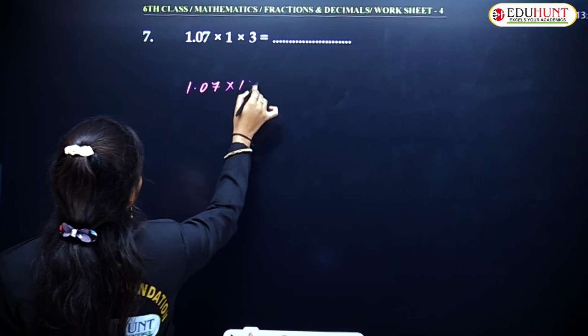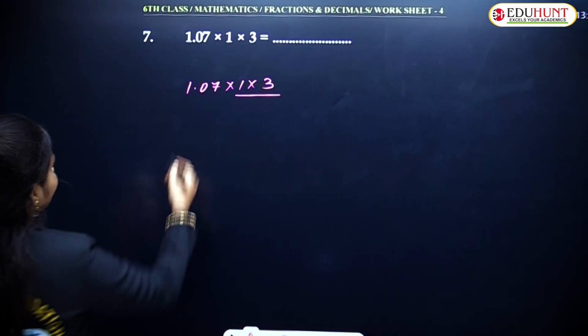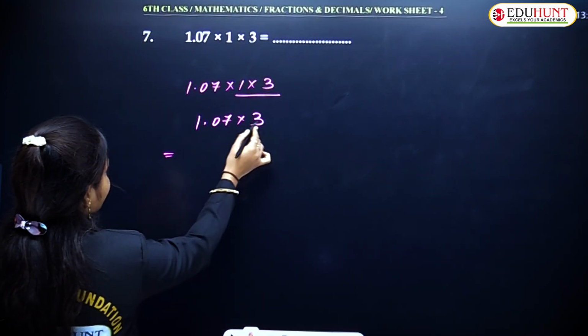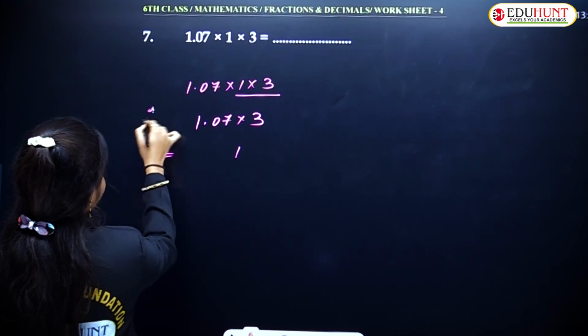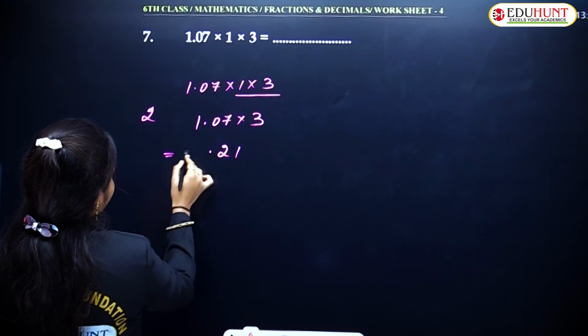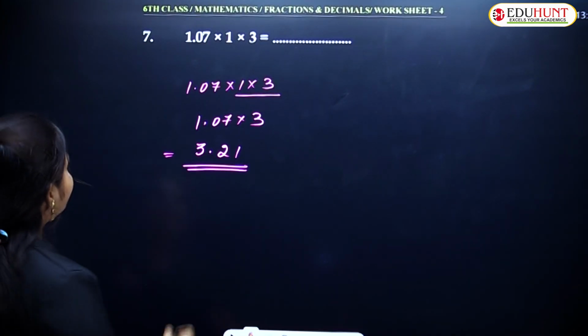Next, seventh one, 1.07 into 1 into 3. So we know that 1 into 3 is again 3 only, no? So 1.07 into 3. We can write this as 3 7's are 21. Again 3 0's are 0 plus 2. So 21.3, 1 3's are 3. Okay. So directly like this also you can write.